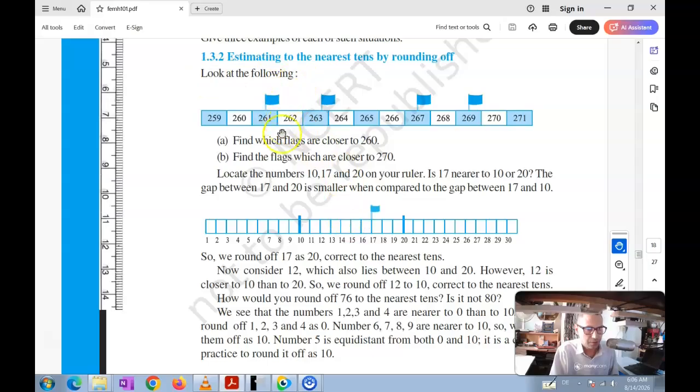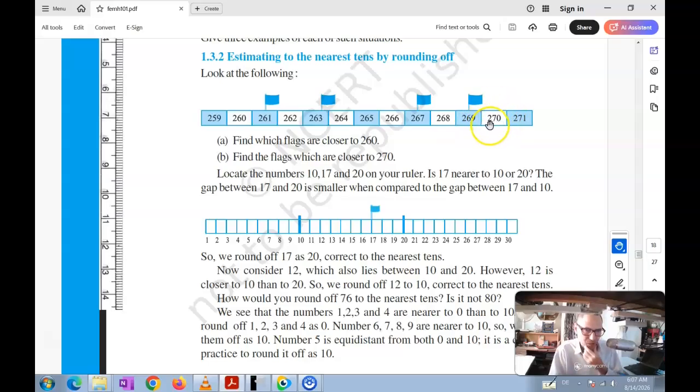For example, if you have all of these numbers, 261, 263, 267, 269, the numbers on which you have these flags, and you were to round these numbers to the nearest tens, meaning the tens place value, meaning the 6 in all of these numbers, you know that 261, 63, 65, 67, and 69 are all numbers between 260 and 270, right?